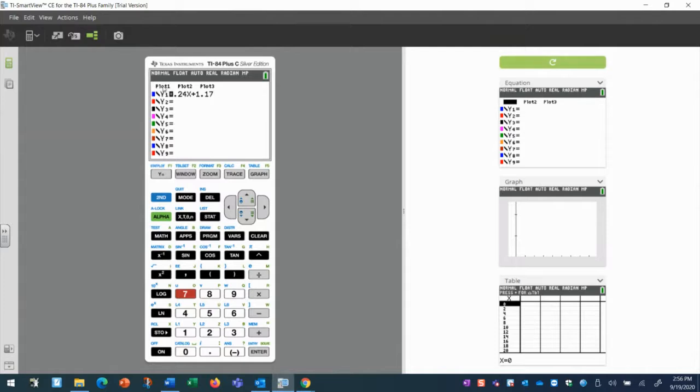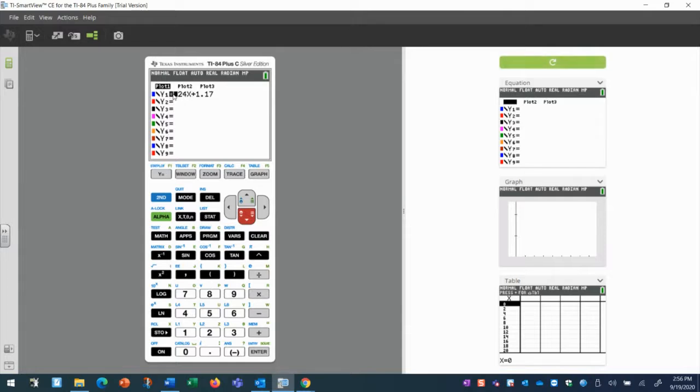So I must turn the plot on. The video that I posted with your assignments shows you a different way of turning your plot on. I want to show you a quicker way to do this. So to turn this plot on, I want to highlight the word plot 1. So I move the up arrow to highlight it. Now I hit enter, down arrow. Now my plot is on.